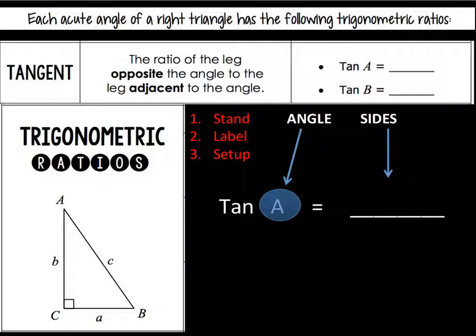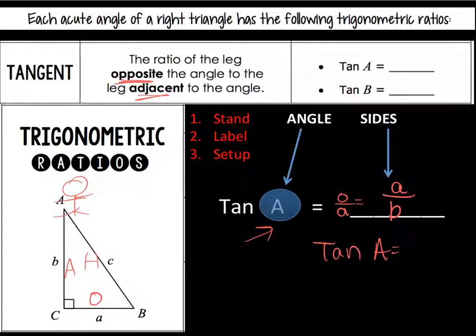So for tan of A, we look at the top and tangent is opposite over adjacent. So I'm going to stand at A. Here's my stick figure standing at A. Label my triangle, H hypotenuse, opposite over here and adjacent here. Tangent is O over A. So let's see what's opposite from where I'm standing. Little a. What is adjacent from where I'm standing? B. So tangent of A is equal to A over B.